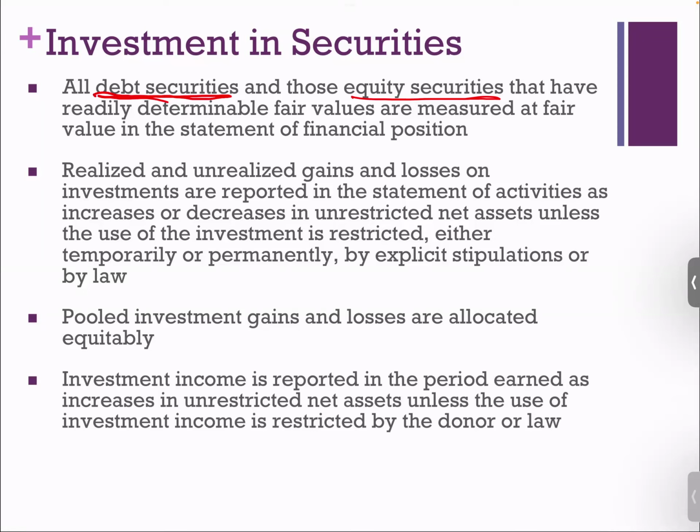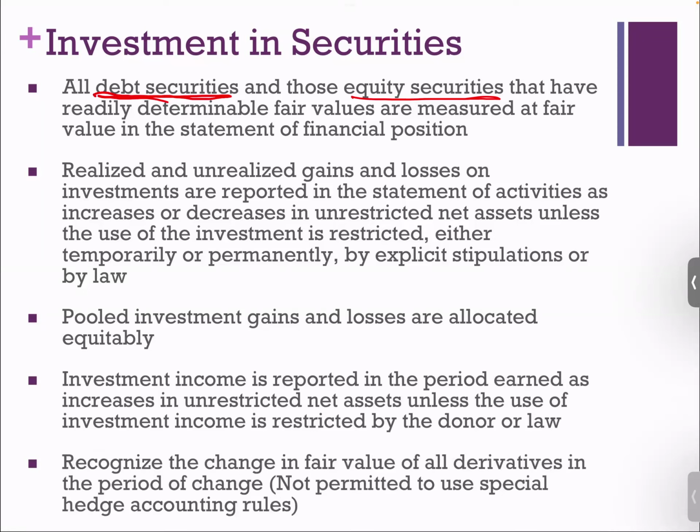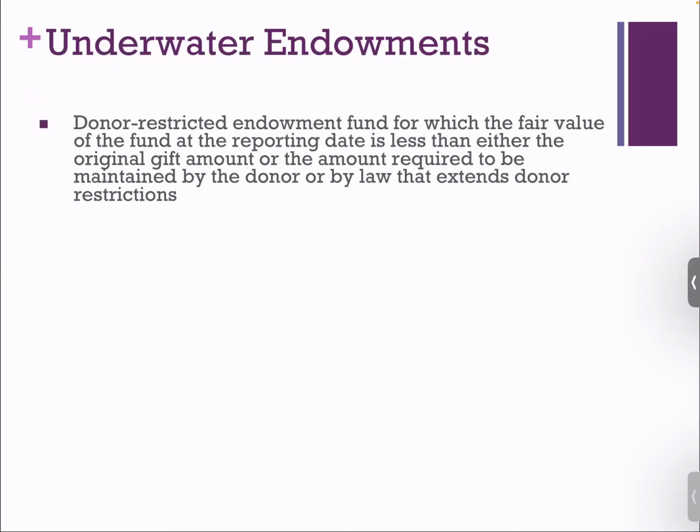Yeah, and then the investment income is reported in the period that it's earned. So nothing crazy there, just your normal rules. And then we do recognize the change in fair value of derivatives. There aren't special hedge accounting rules for not-for-profits. That's not going to be tested heavily.